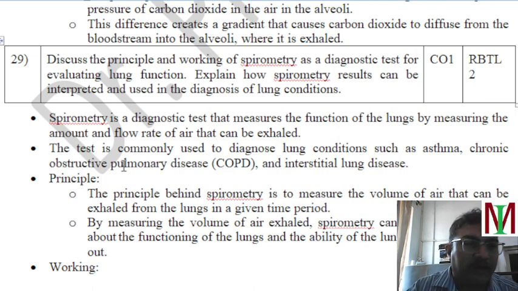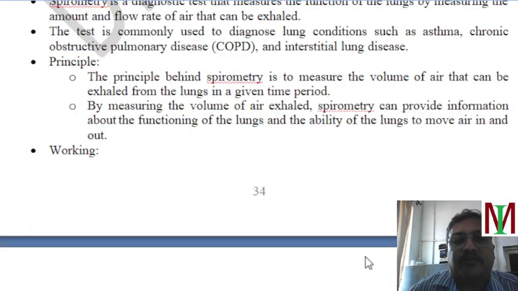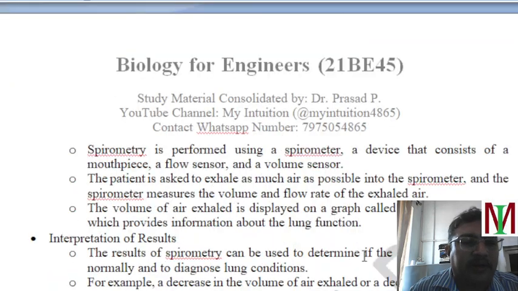Okay, so the test is commonly used to diagnose lung conditions such as asthma, chronic obstructive pulmonary disease (COPD), and interstitial lung diseases. The principle behind spirometry is to measure the volume of air that can be exhaled from the lung in a given period of time. Spirometry can provide information about the functioning of the lung and the ability of the lung to move air in and out.